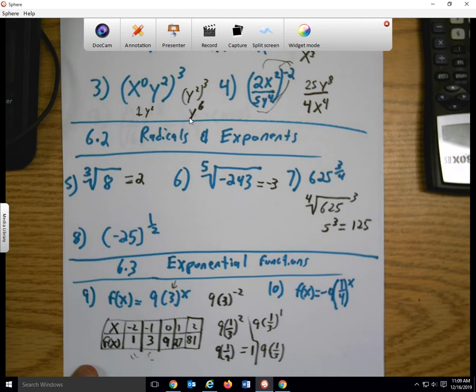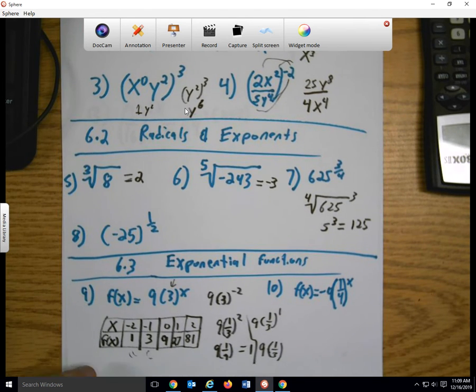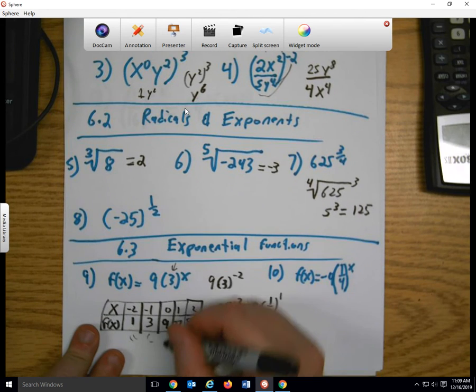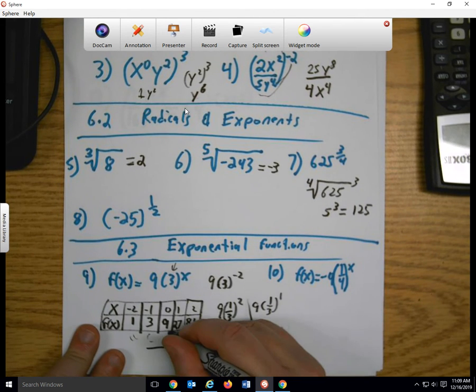81. Okay, the last step would be to graph this. I didn't give myself a lot of room on this paper. Let's see if I can fit it in here.